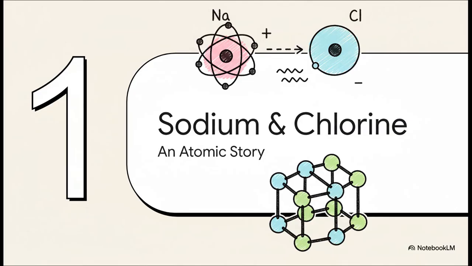So to understand salt, or sodium chloride to be technical, we've got to meet our two main characters. We've got a sodium atom, and we have a chlorine atom. Now, like pretty much all atoms, they have one big goal in life. They just want to be stable. And they are willing to do something pretty drastic to get there.